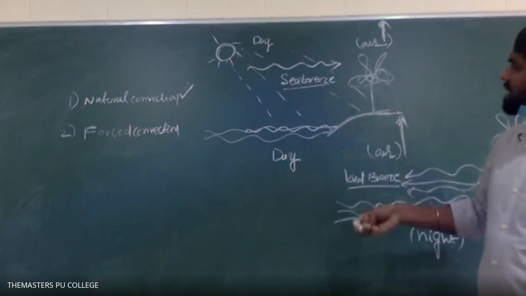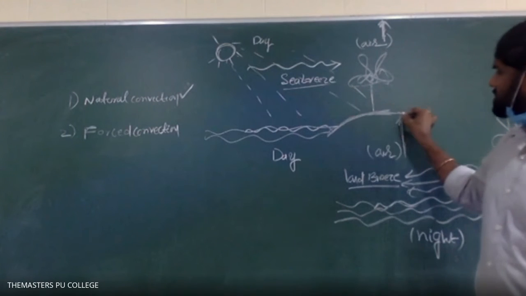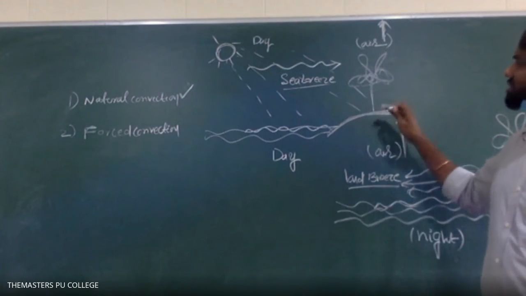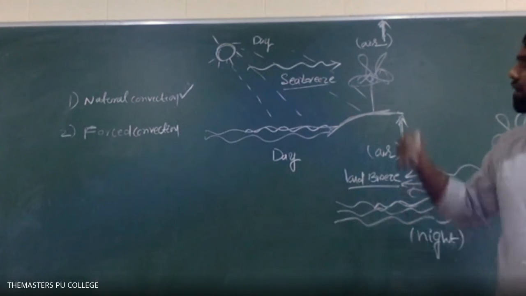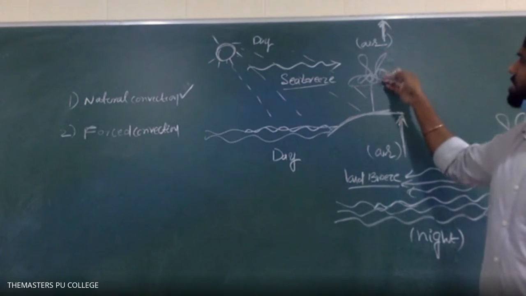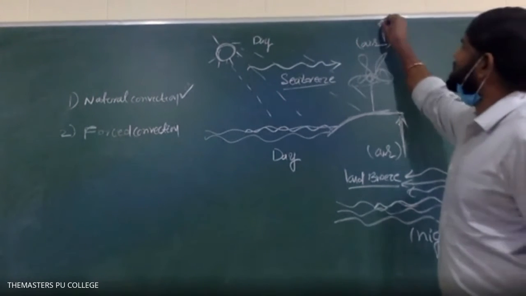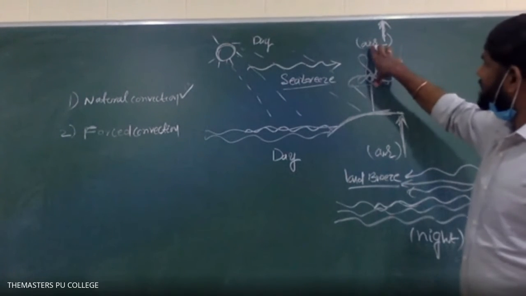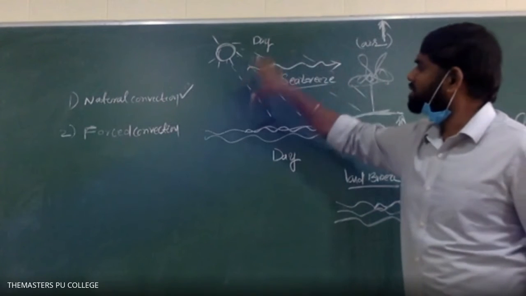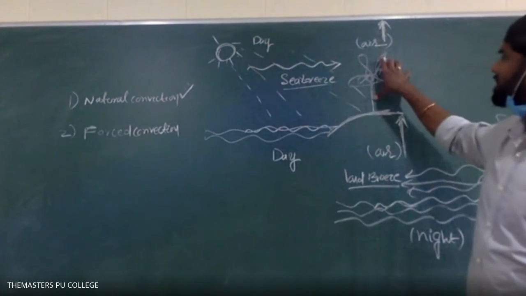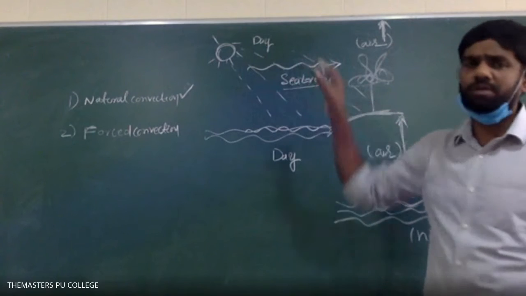When the land surface temperature increases fast, the air above the land surface will be heated first. When air is heated, what will happen? It becomes less dense. The less dense air will rise up. So to fill that gap, the cold air will blow from the surface of the ocean to the surface of the land. This is called sea breeze.